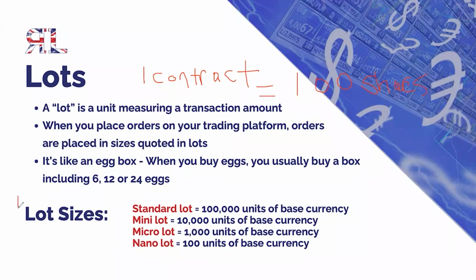And what are those lot sizes? So here they are. You get a standard lot size, which is 100,000 units, a mini lot size, which is 10,000 base currency units. And then you can get micro lot sizes, which are 1,000 units of base currency. You can also now get nano lots, which is just 100 units of base currency. So the barrier to entry when trading Forex is very small. You can start off with a very, very minimal account.